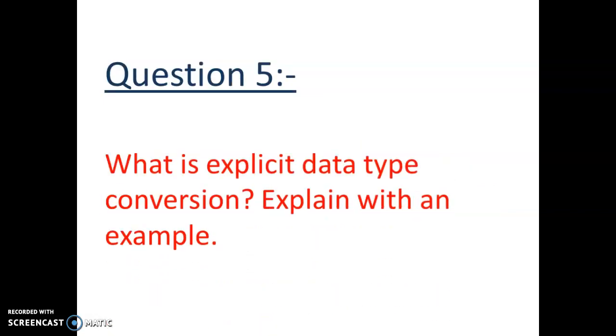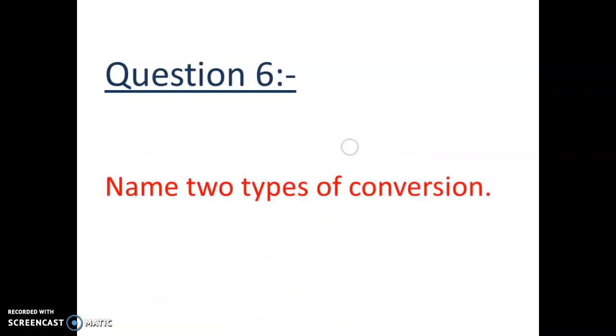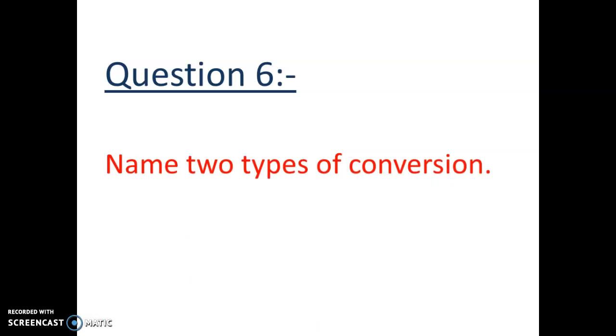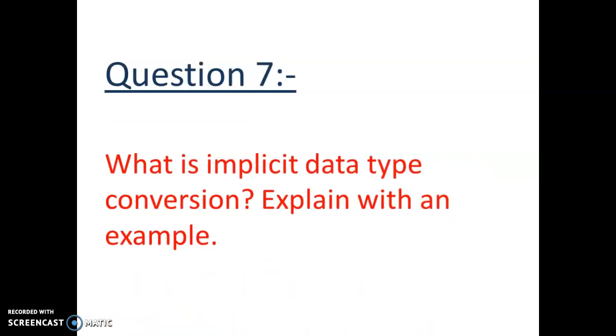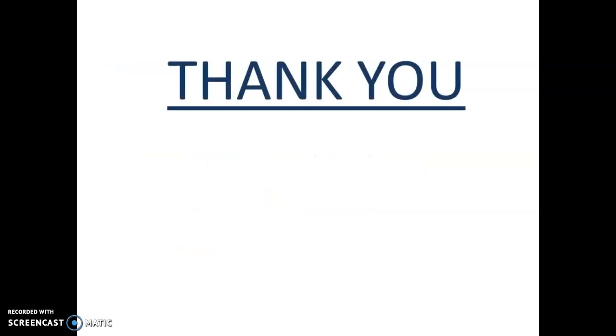And then question number 5: what is explicit data type conversion? Explain with an example. This also you will get in this video. And question number 6: name two types of conversion. You already know, implicit type conversion and explicit type conversion. Question number 7: what is implicit type conversion? Explain with an example. This also you get in my video.